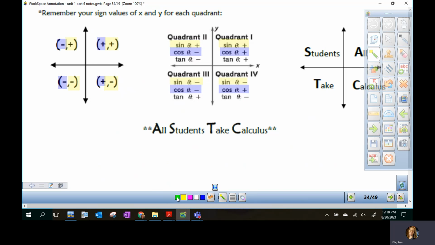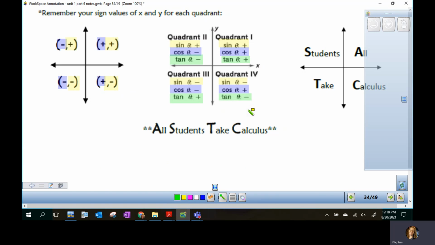Now for tangent, how do you remember tangent? It's sine divided by cosine. So a positive divided by a positive, that's still positive. A positive divided by a negative is negative. And a negative divided by a negative comes out positive. And then in quadrant 4, a negative divided by a positive is still negative.